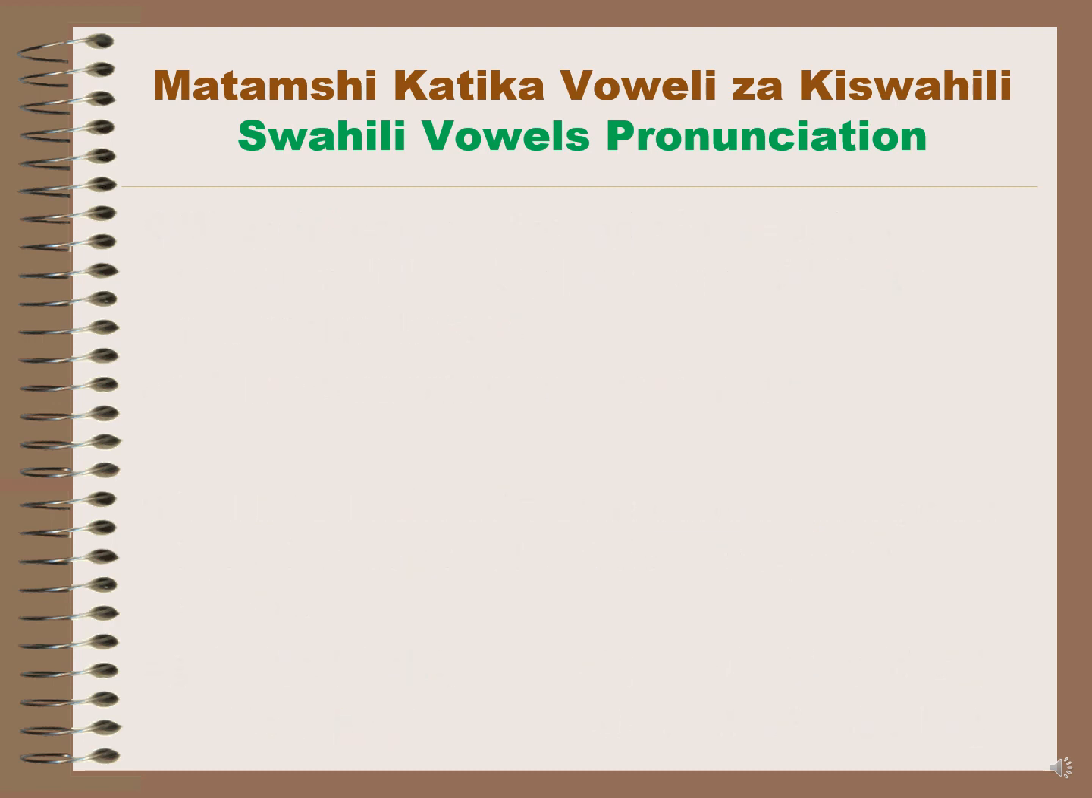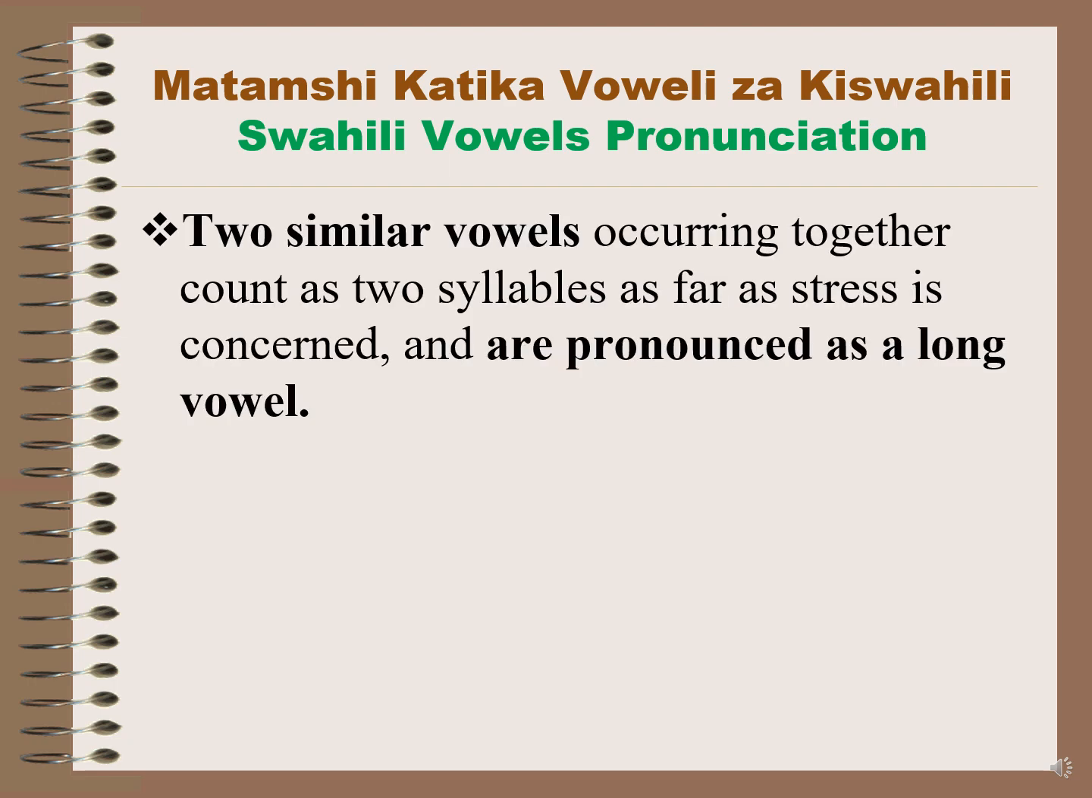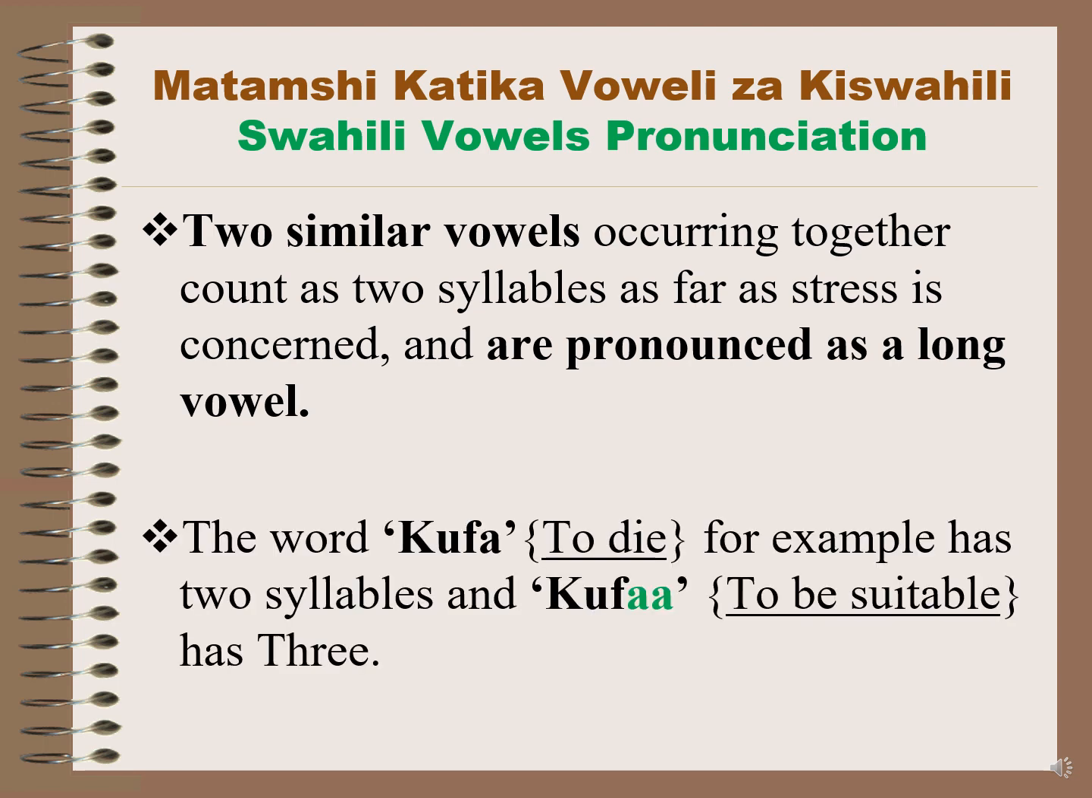Matamshi katika voweli za Kiswahili, Swahili vowels pronunciation. 2 similar vowels occurring together count as 2 syllables as far as stress is concerned and are pronounced as a long vowel. The word kufa, for example, meaning to die, has 2 syllables, and kufaa, to be suitable, has 3 syllables.